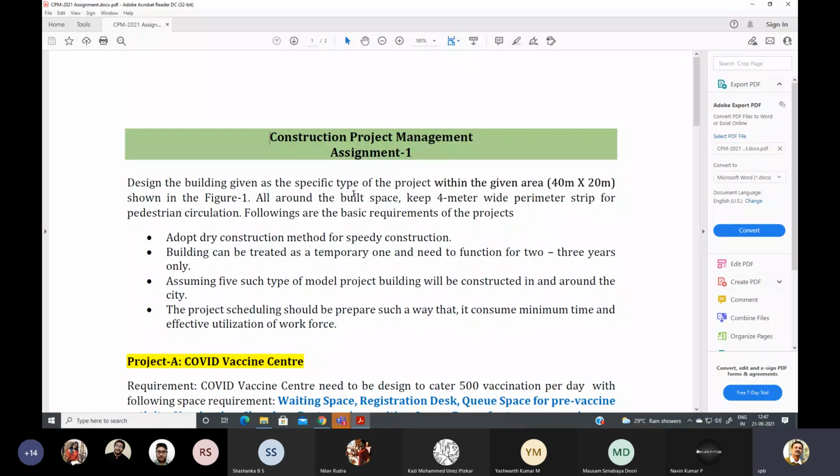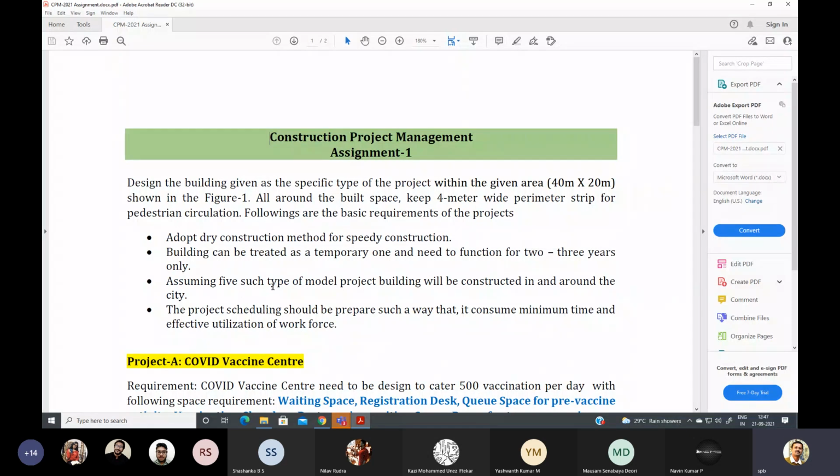on that particular 40 meter by 20 meter space. So adopt a dry construction method for speedy construction. It will go very fast. The building can be treated as a temporary one, so don't go for bricks and concreting and all. It should function for 2 to 3 years only, not more than that.